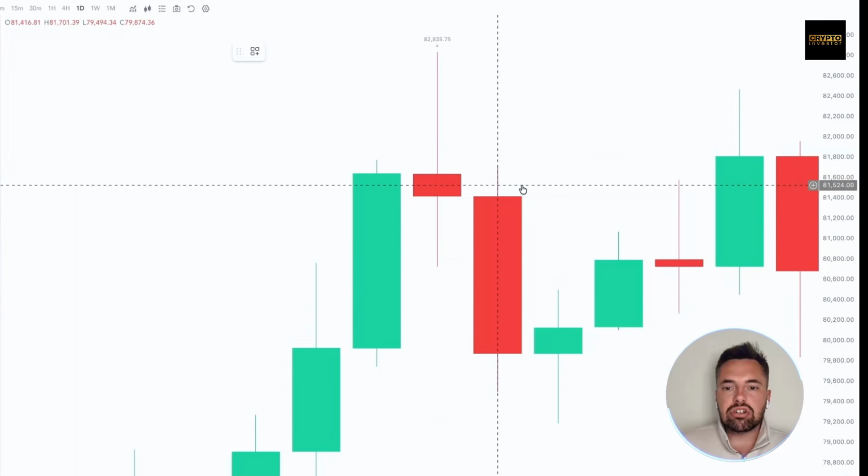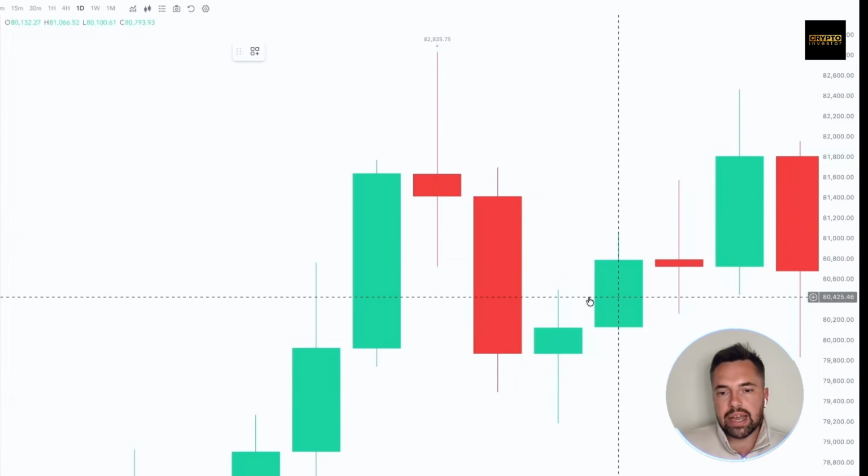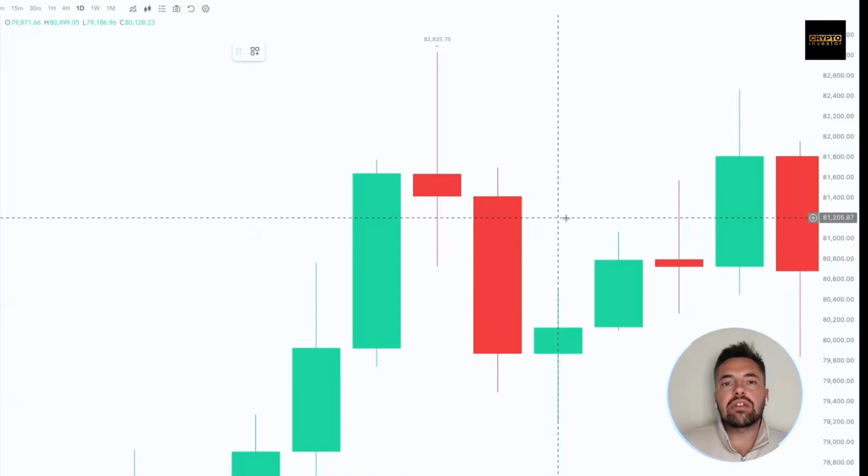A strong bearish candle closes near the bottom of its range. Small or no lower wick. Solid body. Sellers were in control. They pushed price down and held it there. That's selling pressure with conviction.